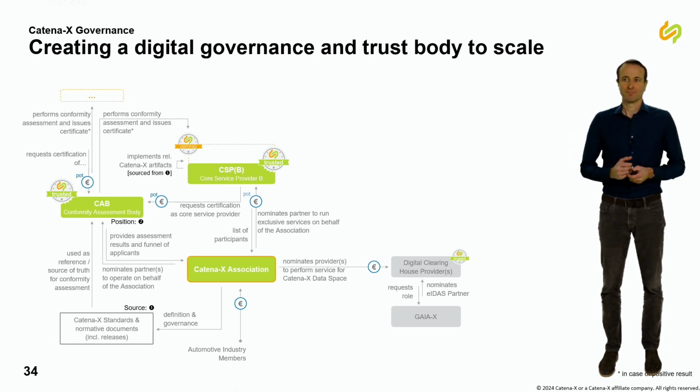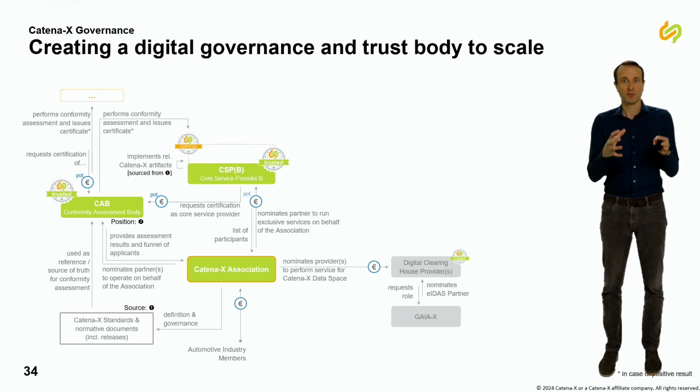How do they operate? The first thing is to close the loop to the CSPB. We said the CSPB is trusted because we nominated him. The question is, did the CSPB also get all the relevant documents and artifacts? Did they install the technical basis as we designed it? We now ask the CAB to do the verification and assessment.